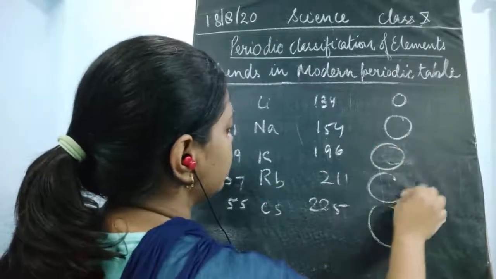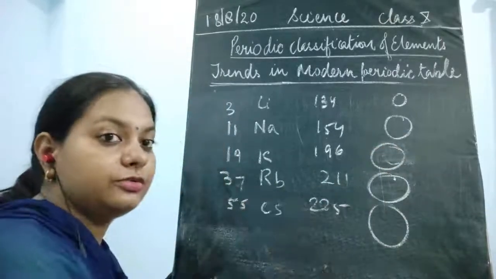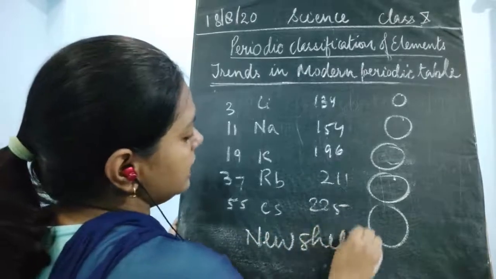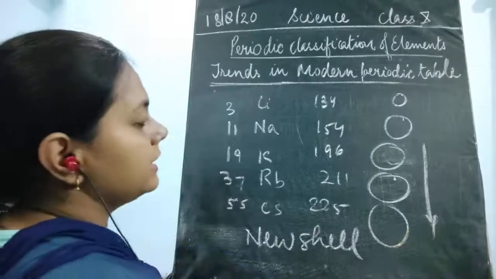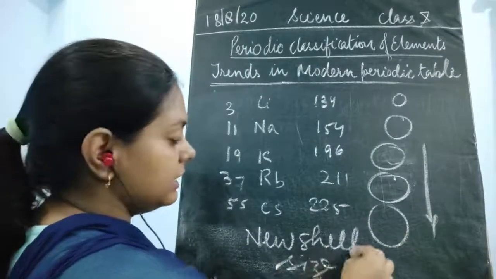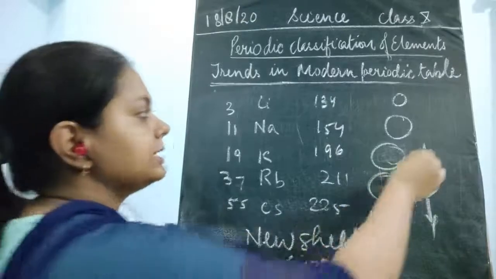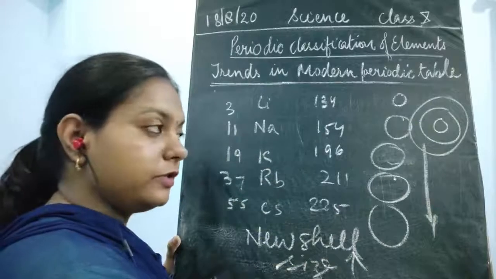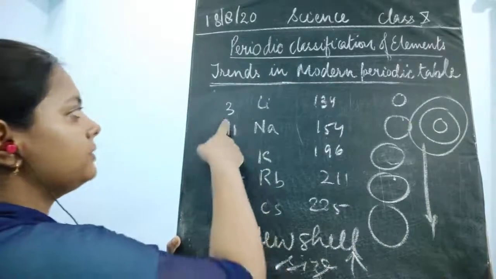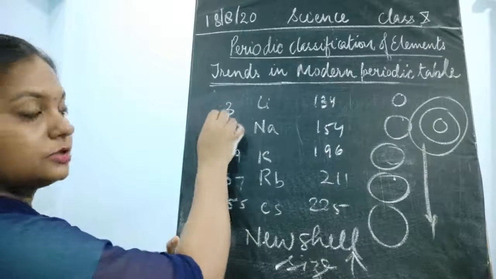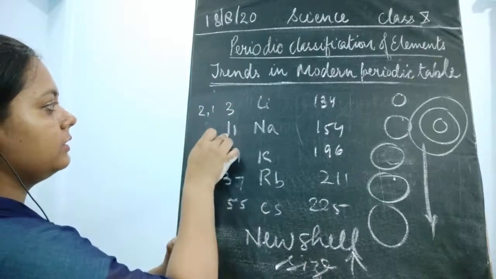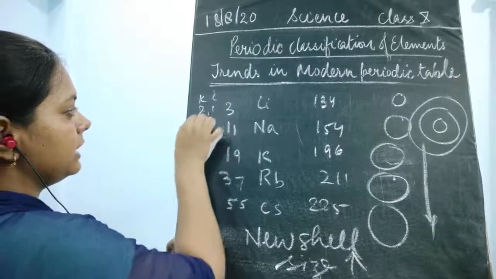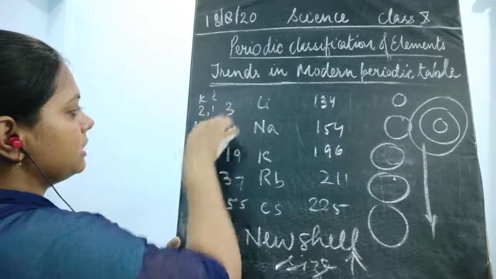Because the effective nuclear charge is getting reduced, because one new shell is added when we move down the group. That is why the size increases. Once the new shell is added, for example, if you take 3, how would you configure this? 2 and 1, K and L. Similarly 11 is 2, 8, 1, K, L, M shell, 3 shells are there.